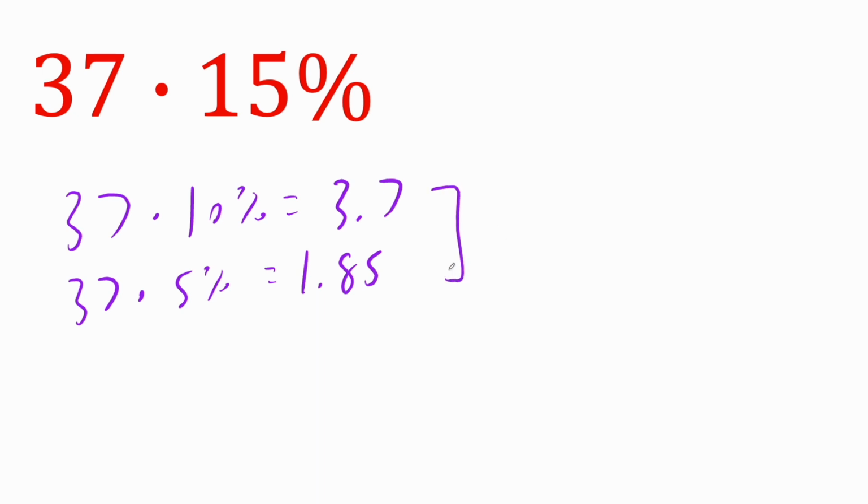And so now we need to add it up. So we know 7 plus 8 is 15. So we're going to get 0.55. We carry the 1. 1 plus 3 is 4. 4 plus 1 is 5. And so we get 5.55.